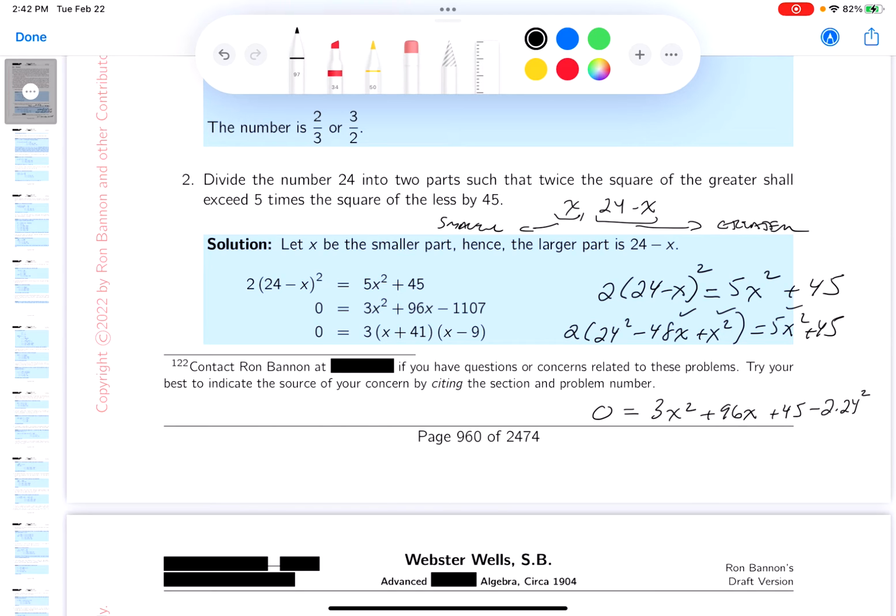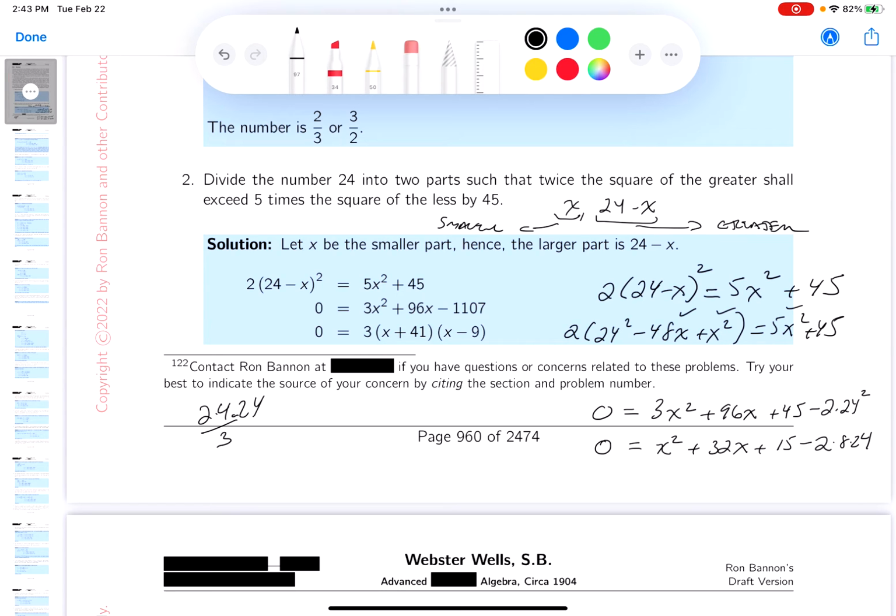Before I do that, I want to make it a little bit easier for me. And what I'm going to do is divide both sides by 3. So I get 0. I get x squared, I get 32x plus 15 minus 2. Well, remember I got 24 times 24. And 24 times 24, if I divide by 3, it's going to be 8 times 24.